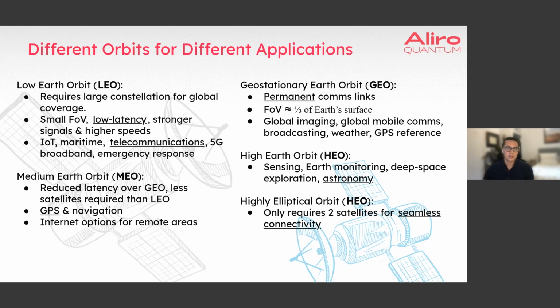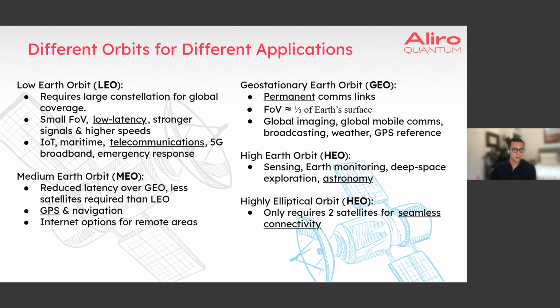So, as I mentioned, for low Earth orbit, if we have an application that requires global connectivity, we're going to need a lot of low Earth orbit satellites. The reason for that is because they're closer to Earth, they have a relatively small field of view of Earth, so we're going to need a constellation of them to get to global coverage. That being said, because they are closer to Earth, they're extremely low latency. So the signals can traverse to and from Earth and the satellite much quicker than, say, medium Earth orbit or GEO orbit. Typically, the application profile you see for low Earth orbit is telecommunications, so internet, 5G broadband, maritime applications, Internet of Things, emergency response systems.